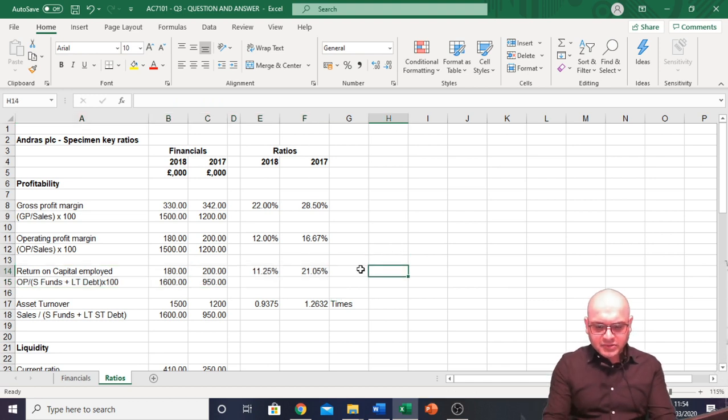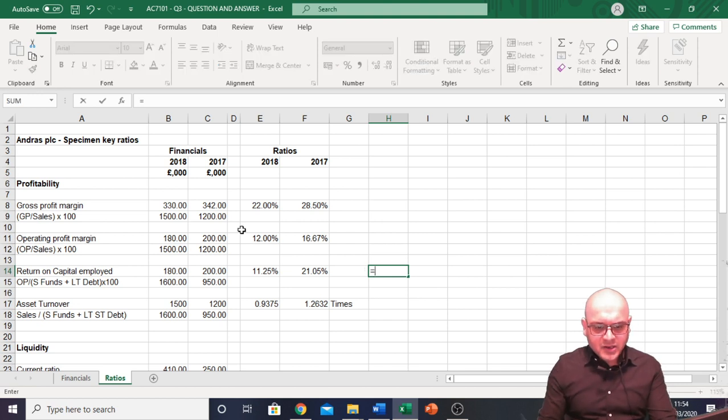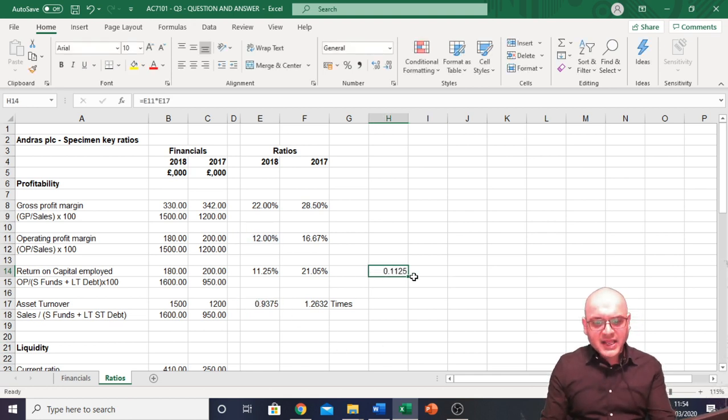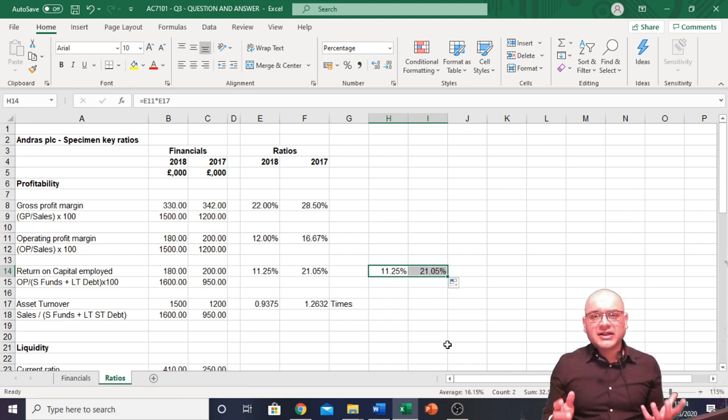Let's put that theory to a test over here. So I'm going to work out an additional working. All I want to do is multiply that operating profit margin with the asset turnover, and hopefully we'll get the return on capital employed. Yeah, there you go, 0.1125 or 11.25%. If I drag it to the right, yeah, it's exactly right.